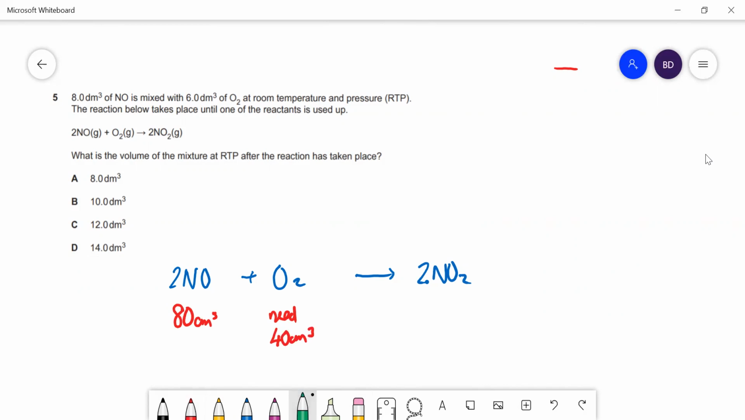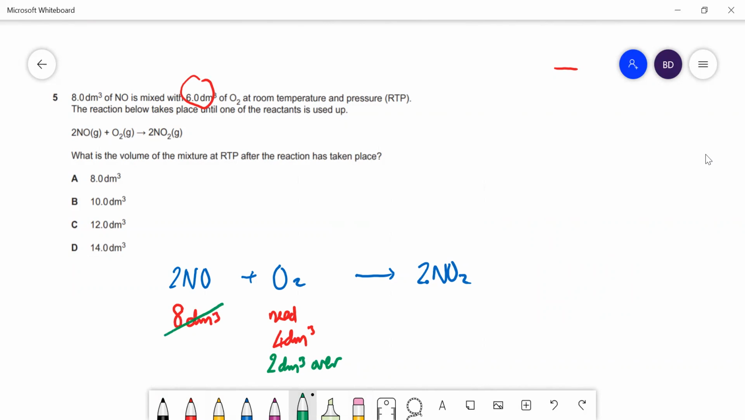So that means at the end, sorry, it's 8 dm cubed. 8 dm cubed is only going to need 4 dm cubed of oxygen. So that means, because we've got 6 dm cubed up there, we're going to have 2 dm cubed left over.